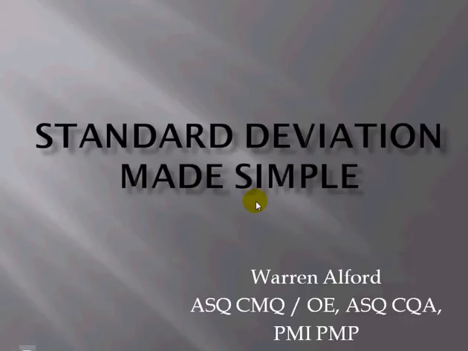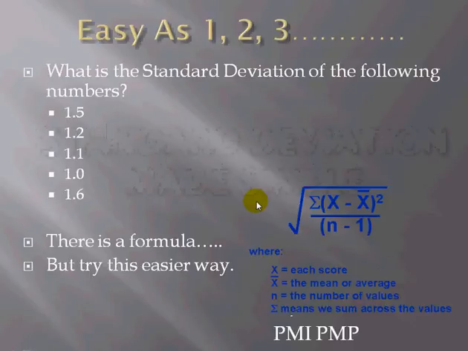Today we'll be looking at standard deviation made simple. When calculating standard deviation of numbers, there is a formula that most people follow, and it's shown here. The square root of the sum of x minus bar x squared divided by n minus 1. And we take the square root of that number, and that gives us the standard deviation.